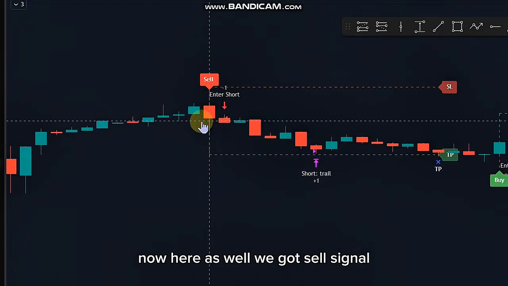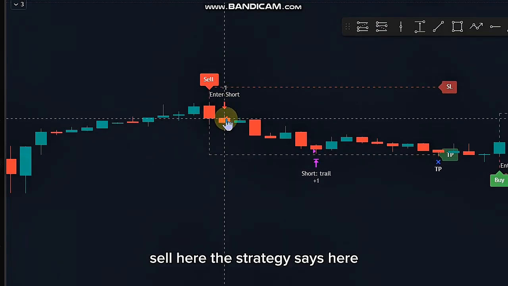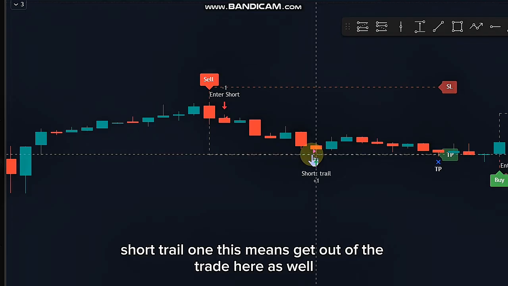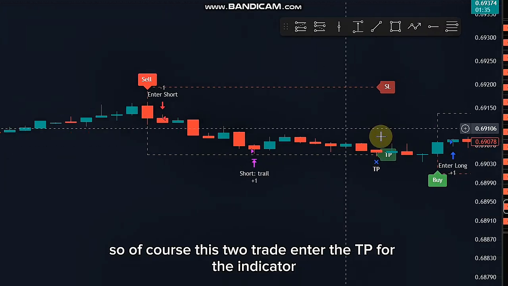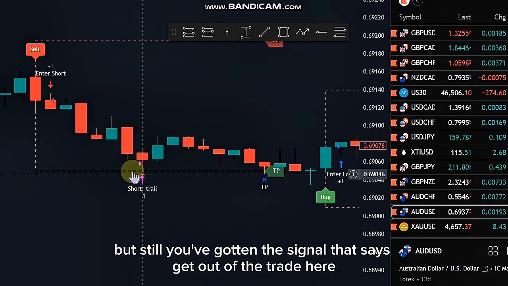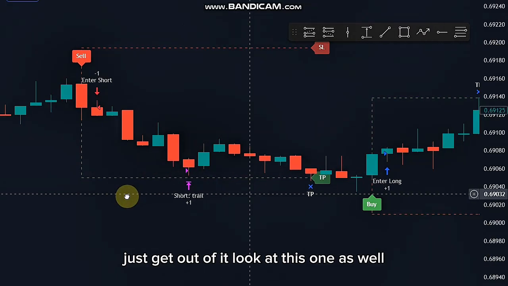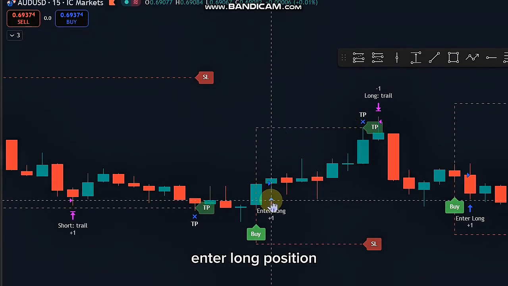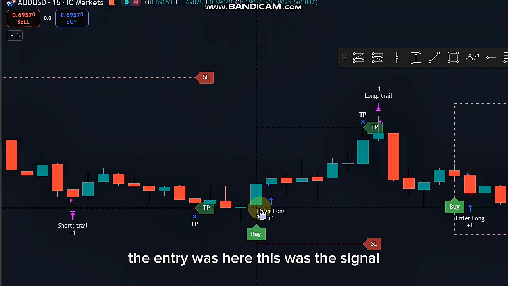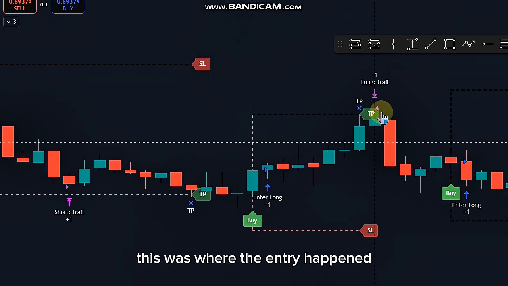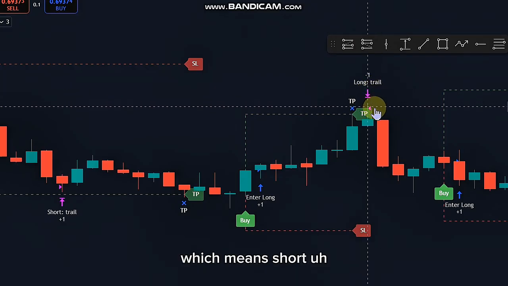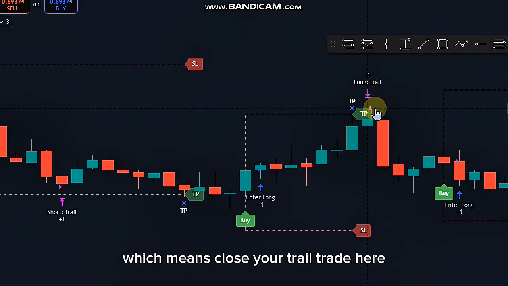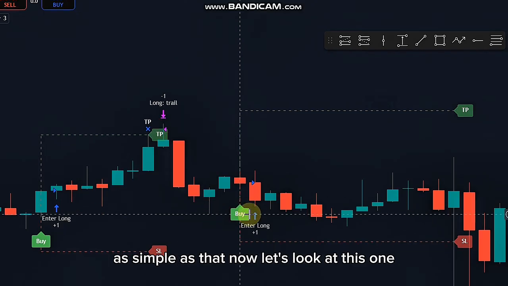Now here as well, we got a sell signal. Sell here. The strategy says here short trail 1. This means get out of the trade here as well. So of course these two trades hit the TP for the indicator, but still we've gotten the signal that says get out of the trade here. Just get out of it. Look at this one as well. Enter long position. The entry was here. This was the signal, this was where the entry happened, and this was the TP. And this is actually where it said long trail, which means close your trades here. As simple as that.